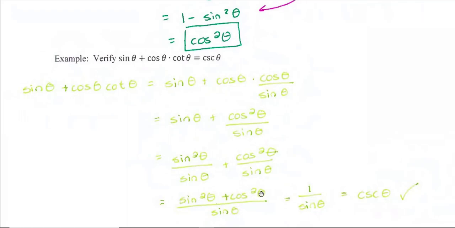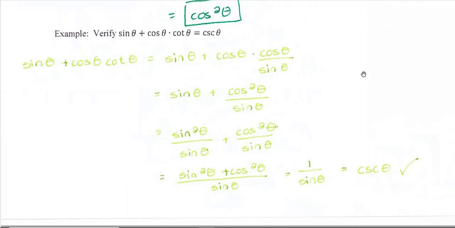Well, this is that Pythagorean identity again. Sine squared plus cosine squared equals 1. This gives me 1 over sine, which is cosecant. I was able to verify that this simplified down to this, so I gave it a big check mark.